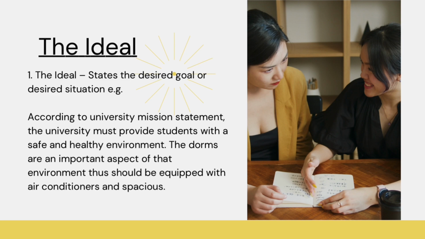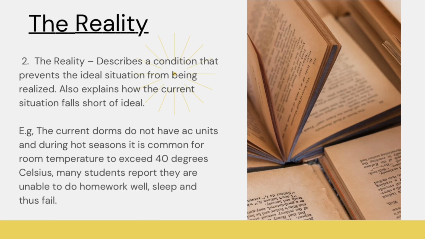So, what about the current situation? Next, you're going to talk about the reality. When we talk about the reality, it describes a condition that prevents the ideal situation from being realized. It also explains how the current situation falls short of the ideal. And as always, I'm going to give you an example. The current dorms do not have AC units, and during hot seasons, it is common for room temperature to exceed 40 degrees Celsius. Many students report they are unable to do their homework well, sleep, and thus fail. Reality brings out a problem or situation that is causing the students not to have a healthy environment for learning.